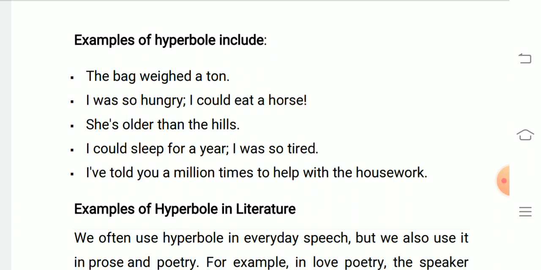As a figure of speech, it consists in representing things as much greater or smaller than they really are, with the intention of producing a more striking effect than a plain statement.